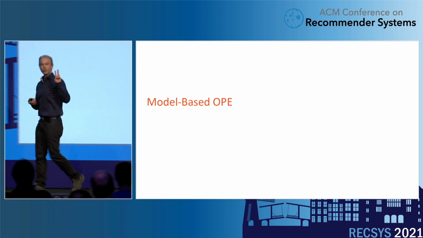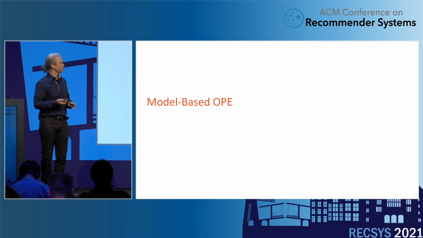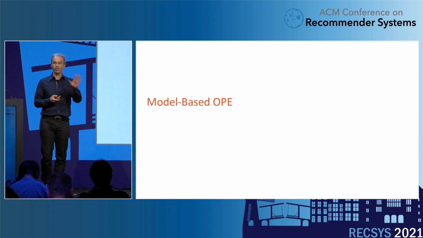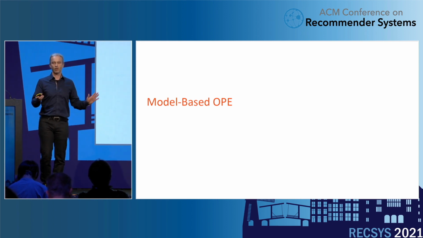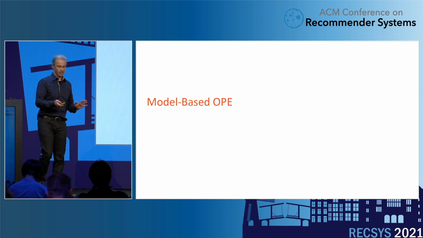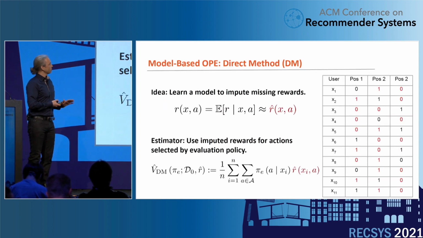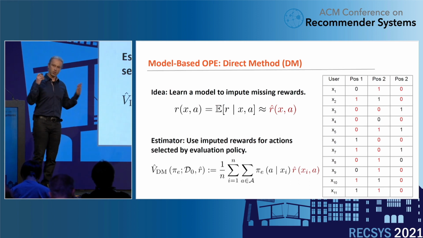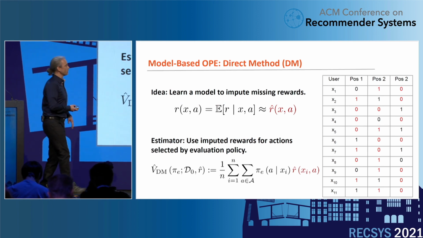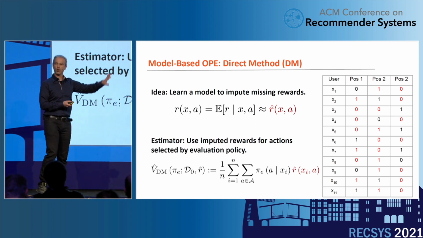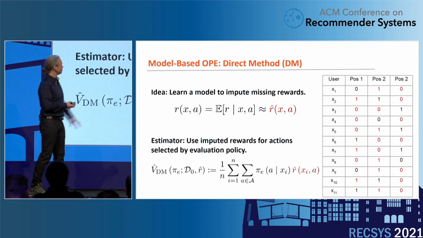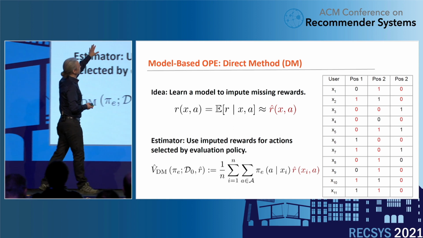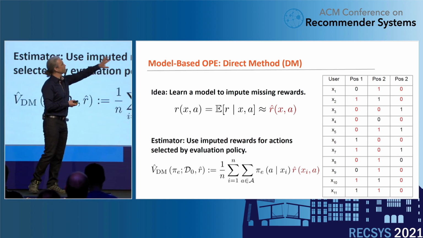So there are 2 approaches. The first one is the model-based approach. And it's probably what you're thinking now, even if you haven't thought about this problem before. Well, let's just impute the other values, right? We know machine learning, so let's try and predict what the other outcomes would have been.